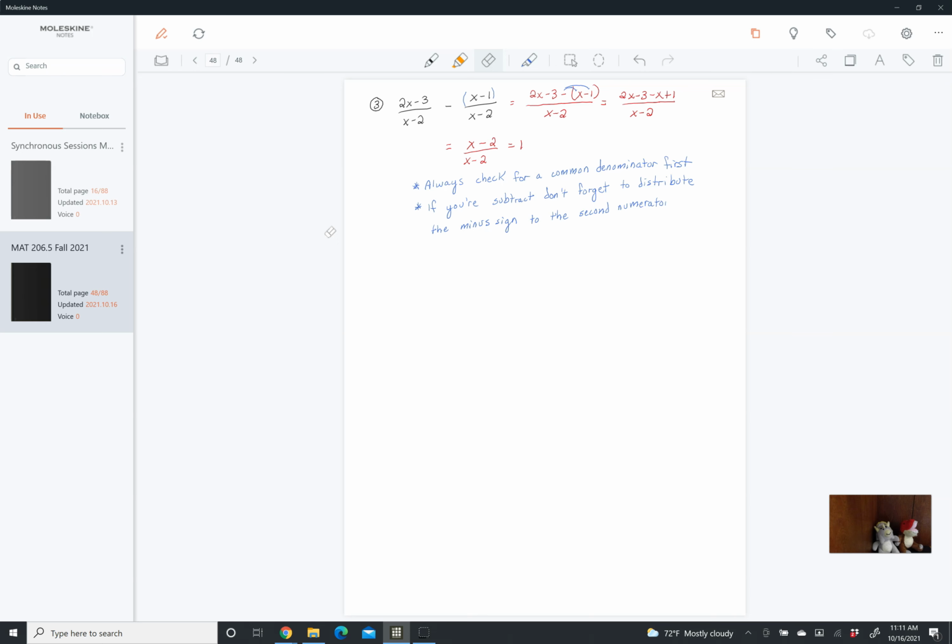You wouldn't distribute it to the denominator because then you would have a negative 1 over negative 1, which is a positive 1. Okay, so don't forget to distribute. Biggest mistake that people make when subtracting. Okay, so let's keep going.